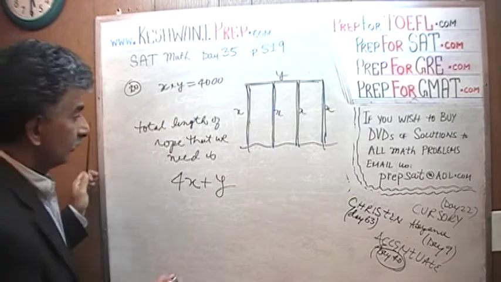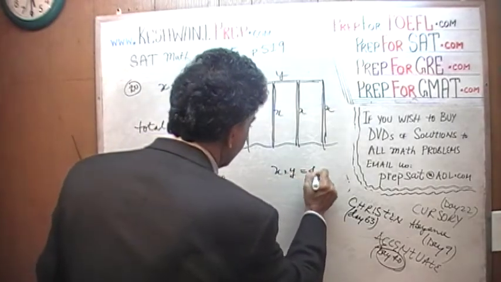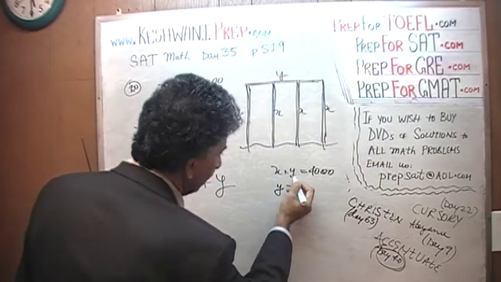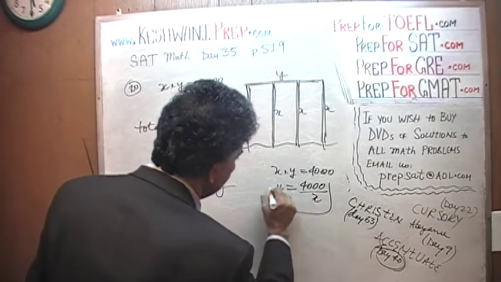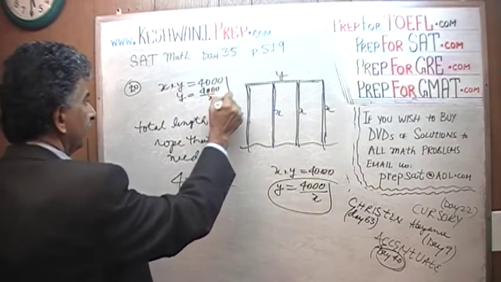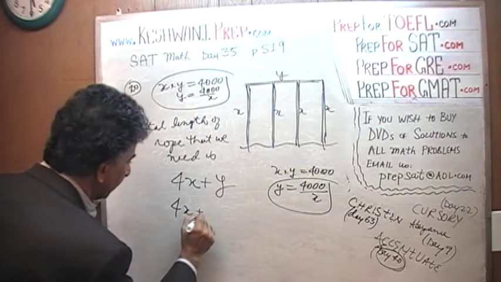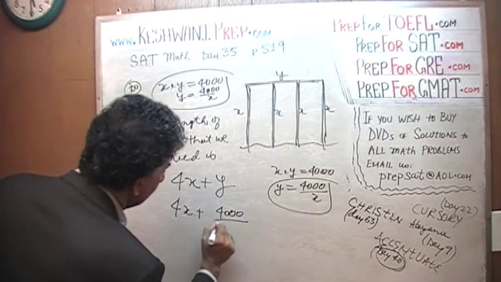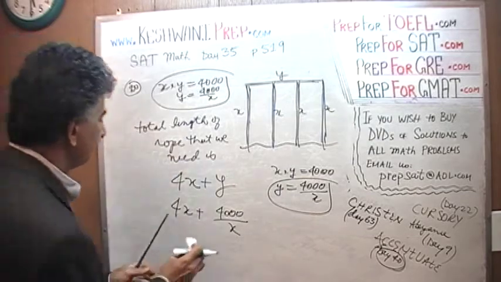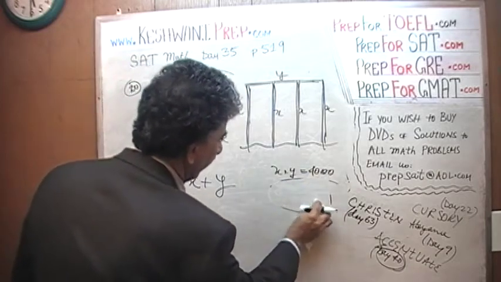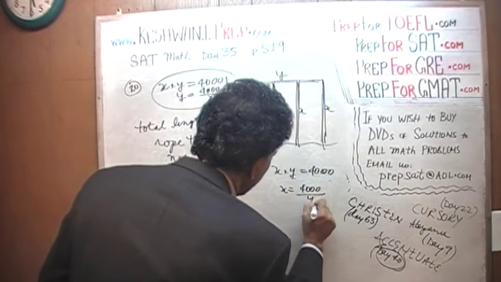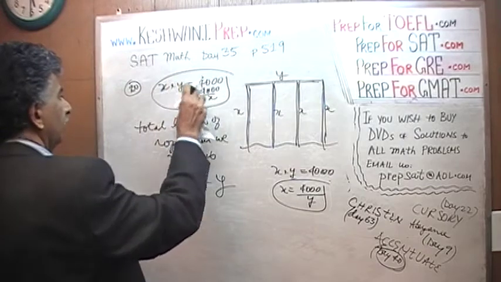We know x times y equals 4,000. And we don't want any y in this answer choice, so solve for y. From this equation, we know y equals 4,000 over x. That's it. Put it in here. 4x plus 4,000 over x. Oh, they want it in terms of y, didn't they? Not in terms of x. Sorry. So we don't want to solve for y, we want to solve for x. So x equals 4,000 over y. Same thing here. x equals 4,000 over y.